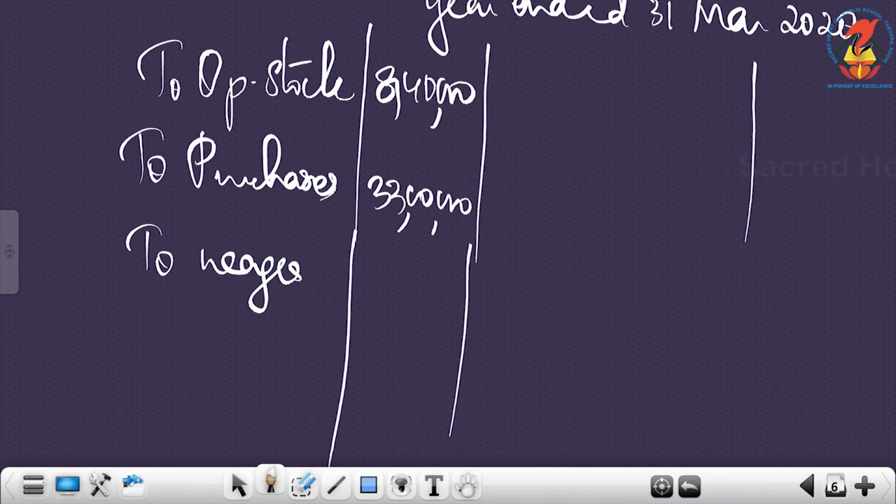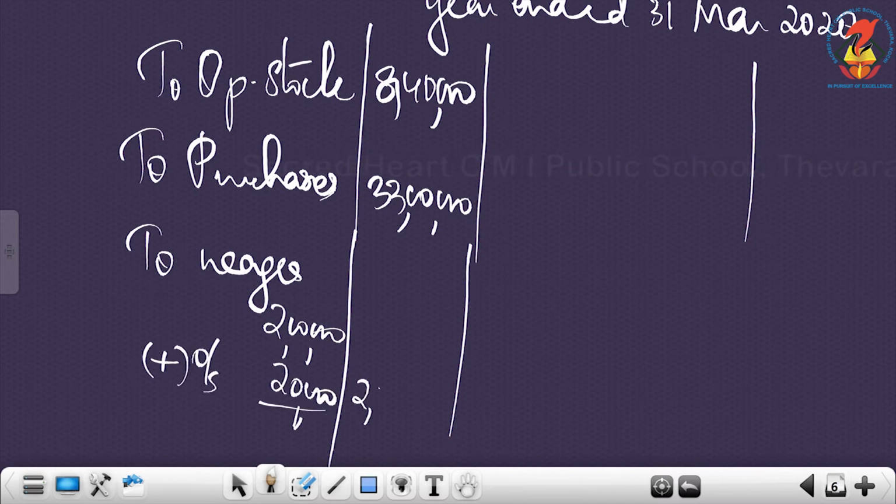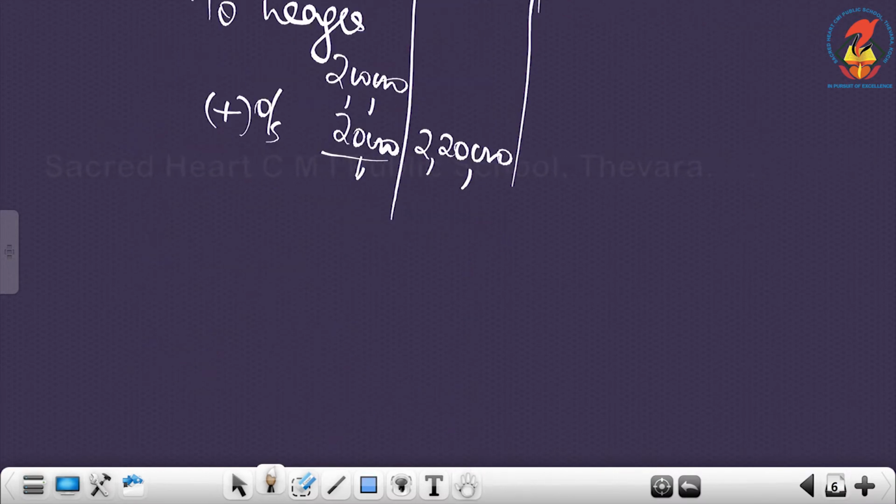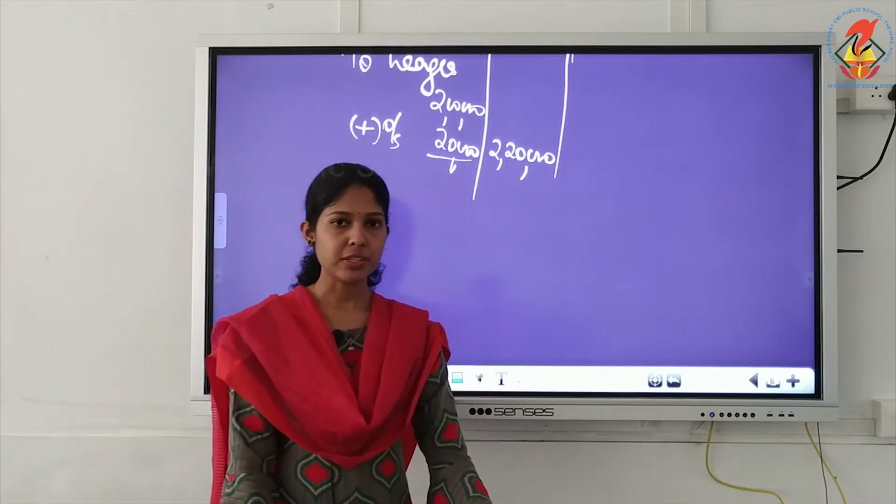So, wages, it is 2 lakhs, and wages has an adjustment. You have put a tick mark against wages. So, add outstanding 20,000. Then we have freight on purchases.